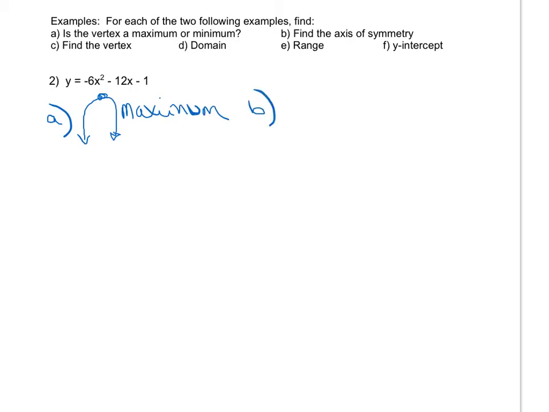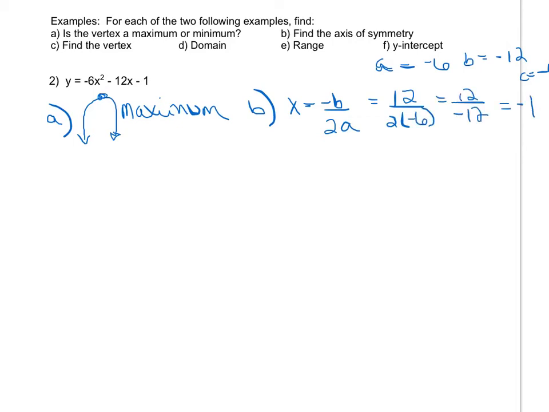For letter B, I'm going to find the axis of symmetry, which I've already got my equation memorized. If I don't, I look it up: negative B over 2A. If I label everything, I have an A value of -6, a B value of -12, and I'm not using it, but a C value of -1. Negative B means take the opposite of what I have. Since I have -12, the opposite is +12 over 2 times -6, which is 12 over -12, which is -1.